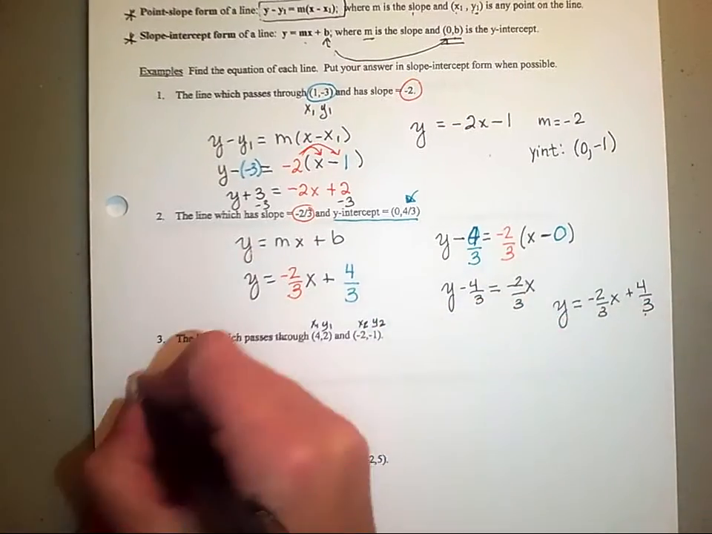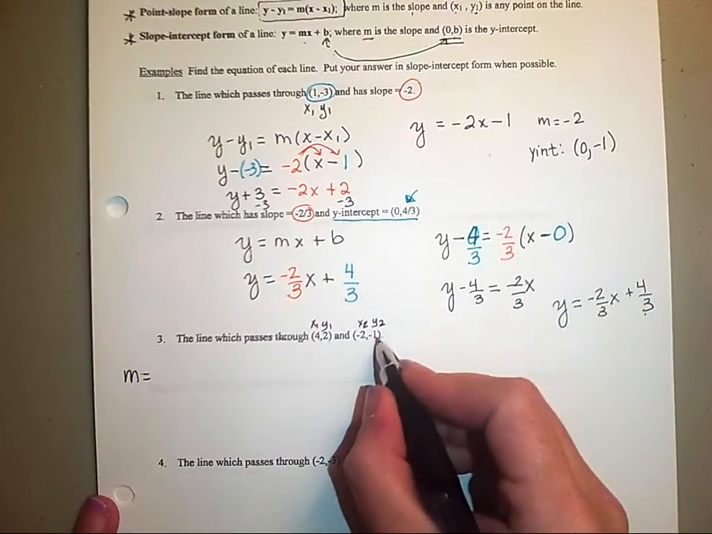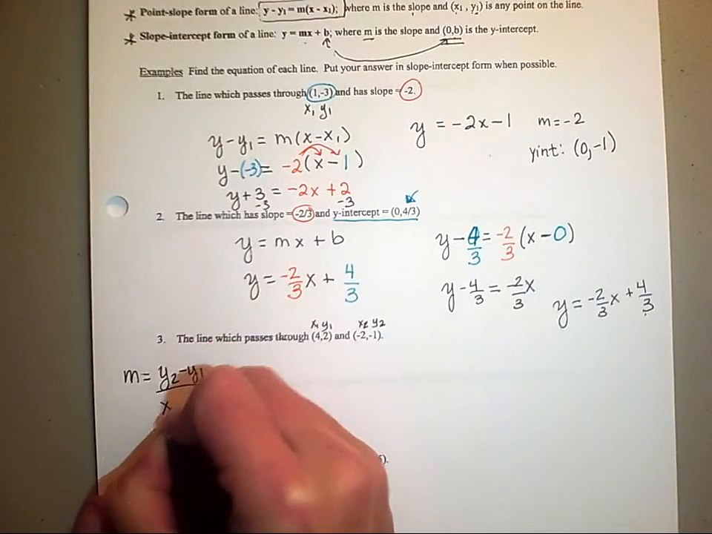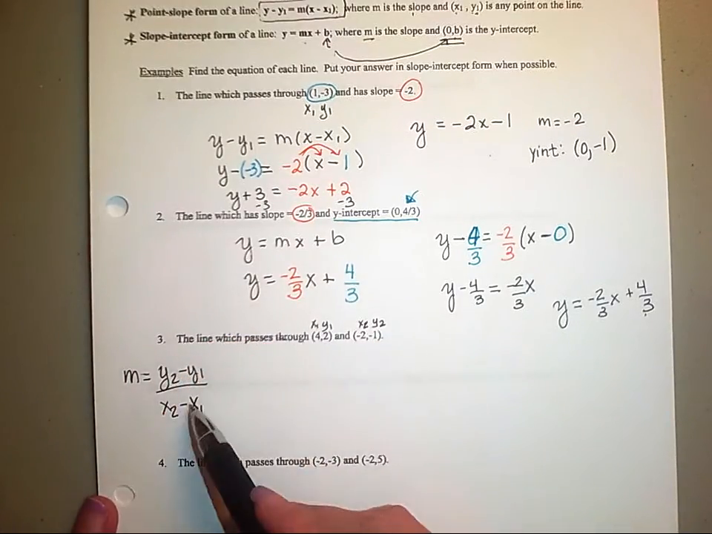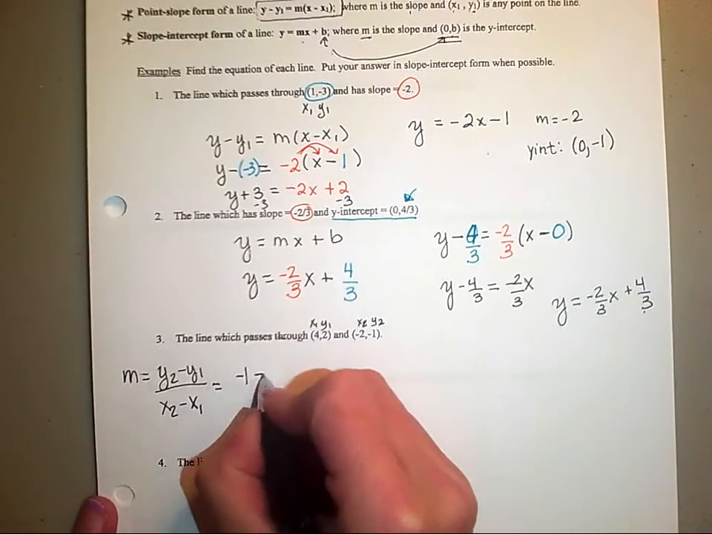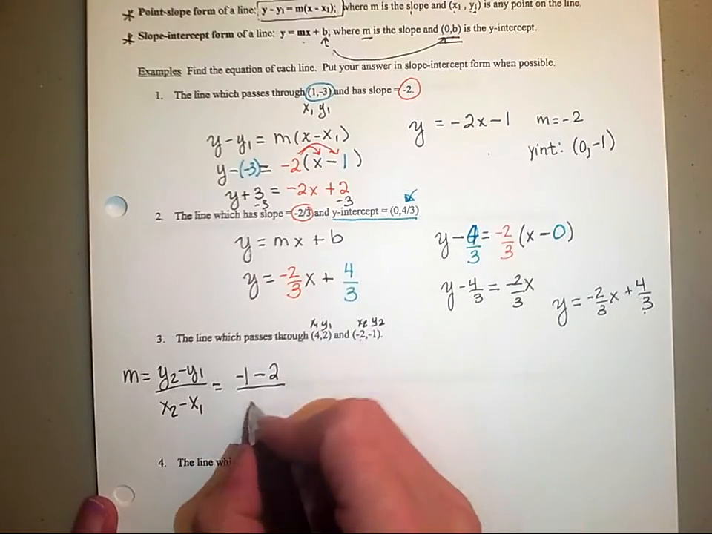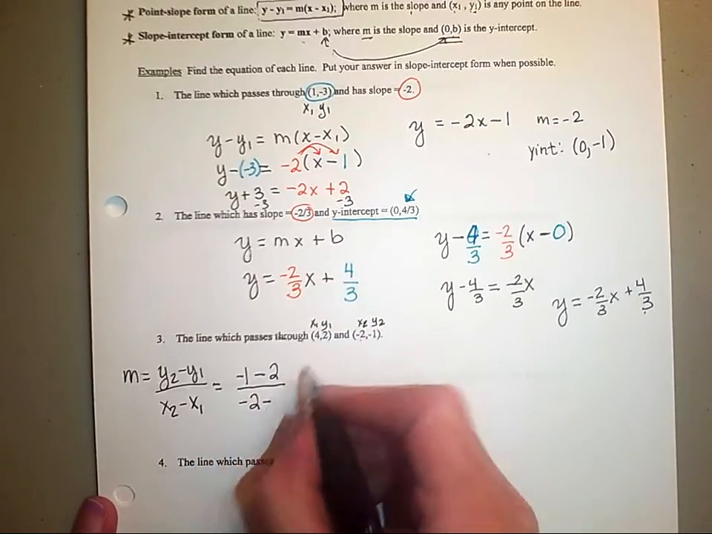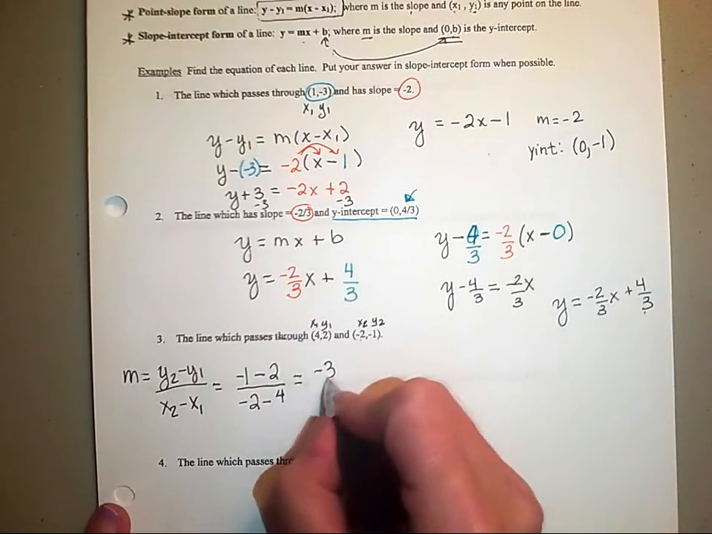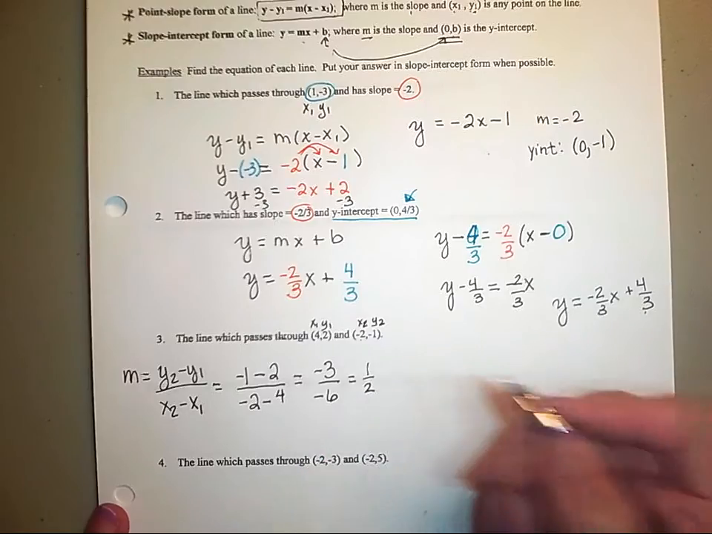Okay? So m is equal to y2 minus y1 over x2 minus x1. Okay? The more times you write these out, it's easier to remember. So y2 is negative 1, then we'll subtract from the formula y1, which is 2, then negative 2 minus from the formula 4. So this becomes negative 3 over negative 6, which will reduce to be a positive 1/2.